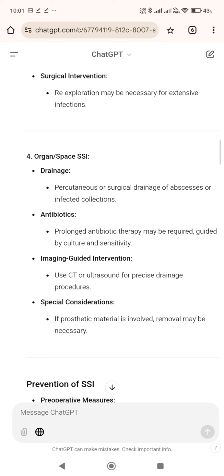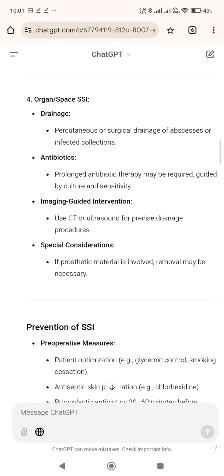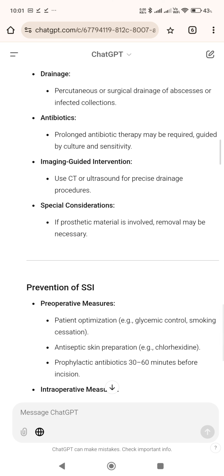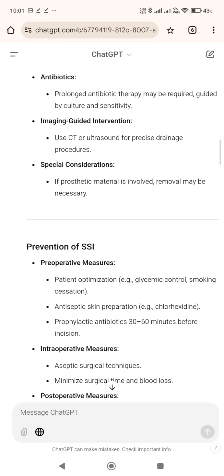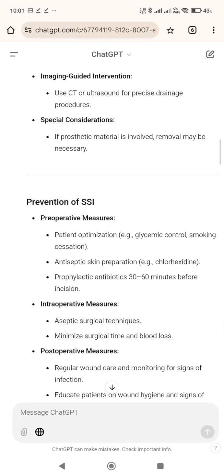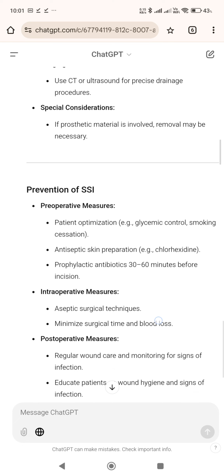4. Organ space. Drainage: percutaneous or surgical drainage of abscesses or infected collections. Antibiotics. Prolonged antibiotic therapy may be required, guided by culture and sensitivity. Imaging-guided intervention. Use CT or ultrasound for precise drainage procedures. Special considerations. If prosthetic material is involved, removal may be necessary.